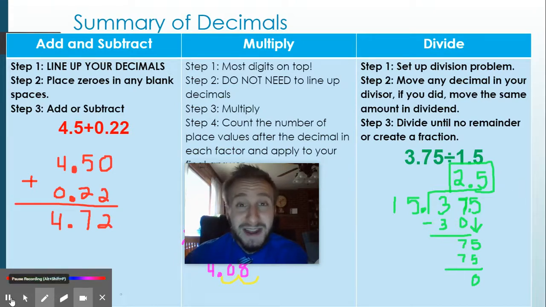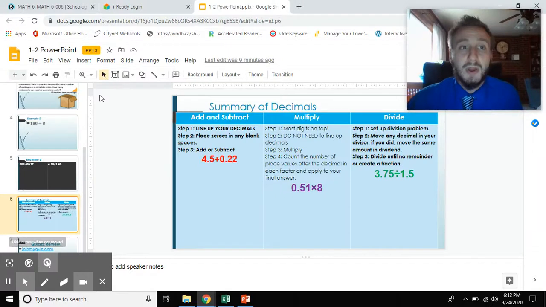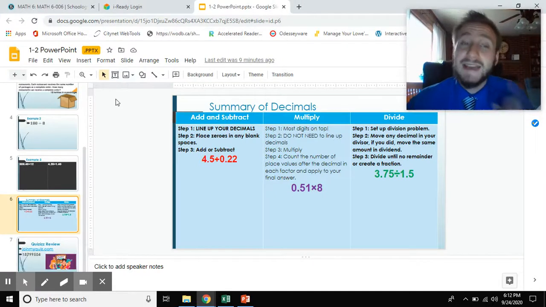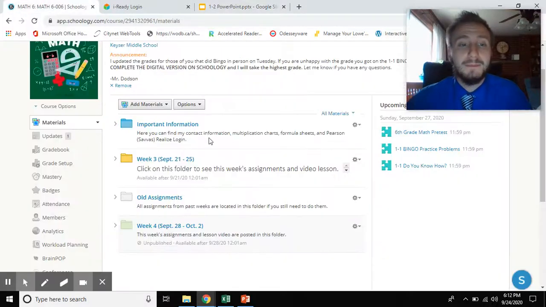Okay, so hopefully that helped. Look back at this chart if you need to. When you're doing your decimal quiz, it can help you out. Remember each step, okay? Maybe write it down and it can help you out. Okay, so that's it for the lesson. Now let's look at Schoology to see what your assignments look like.